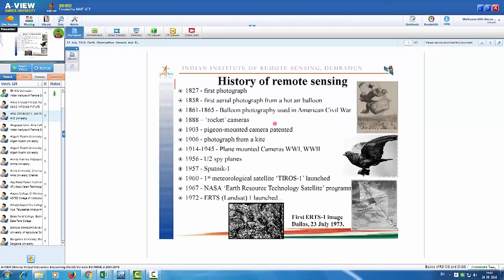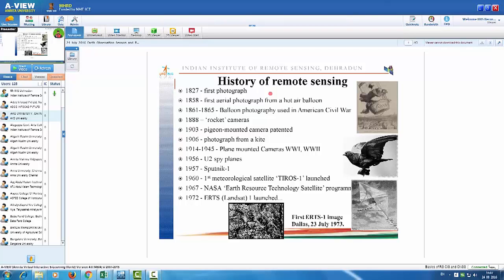Now, before I tell you about various kinds of sensors and platforms, I'll tell you about the history of remote sensing. So before that first photograph acquisition, what happened? That started with the invention of the telescope. The telescope was invented by Hans Lippershey.